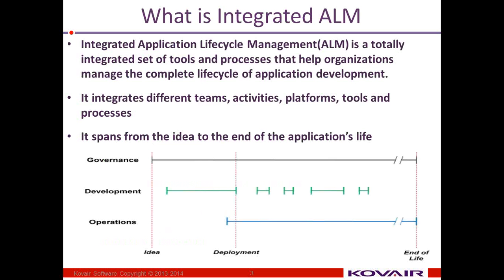Going to the first slide, what is integrated ALM? Integrated Application Lifecycle Management, or ALM, is a totally integrated set of tools and processes that help organizations manage the complete life cycle of application development. So it's not a single tool. Integrated ALM is basically a combination of all the tools, all the processes, and of course the people who make it happen. So it's all about automation, enabling people to use the system efficiently, reducing redundancy, and all these things. It integrates different teams, activities, platforms, tools, and processes.